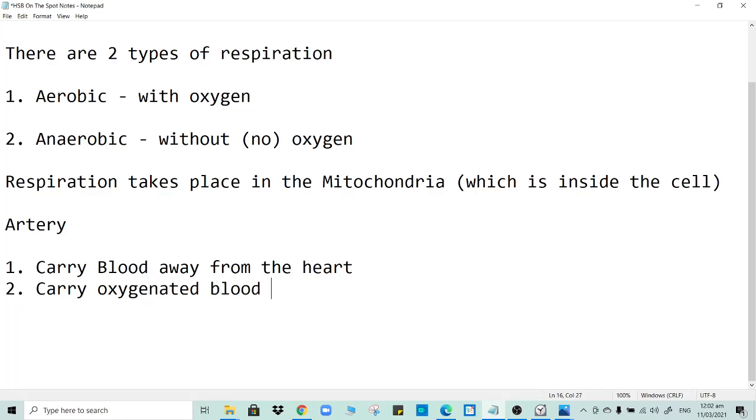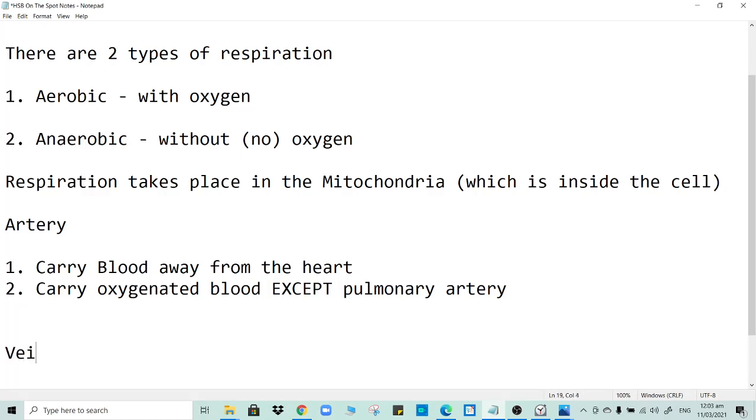Oxygenated blood just means it has oxygen in it. Except, which one? Do you remember the word? The pulmonary artery. Okay, right. So that's two things we know about the artery so far.